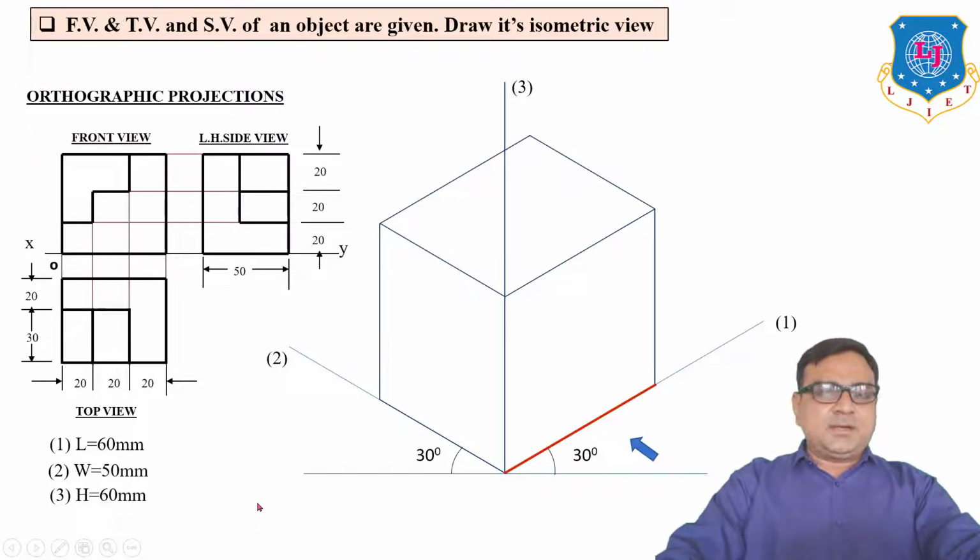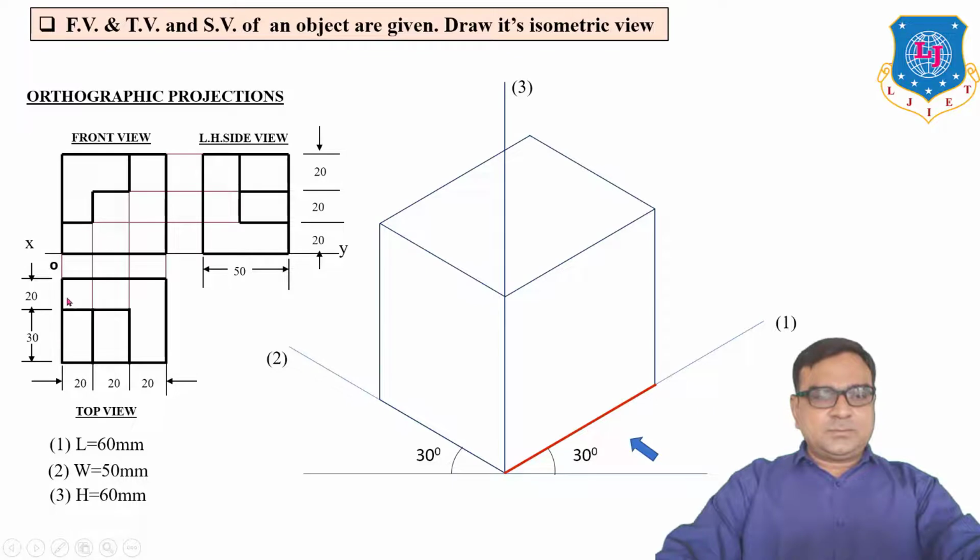Now keep in mind the lines in 2D and the lines in 3D. In the 2D front view, all the horizontal lines, in 3D, are parallel to line number 1. All vertical lines in the front view in 2D, those lines in 3D, are all parallel to line number 3.